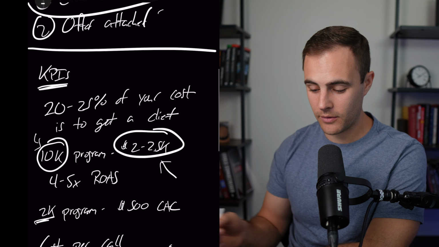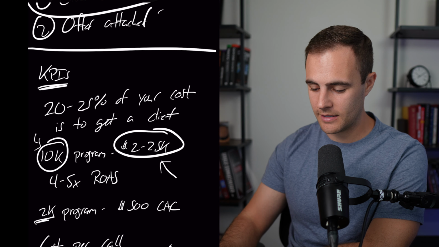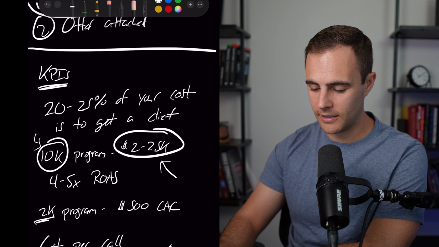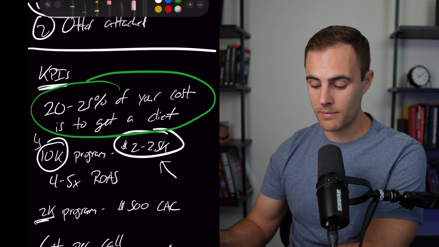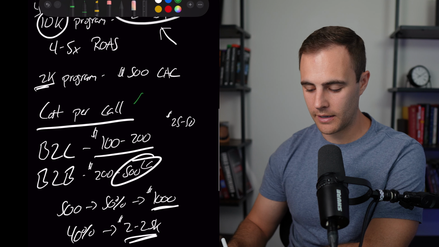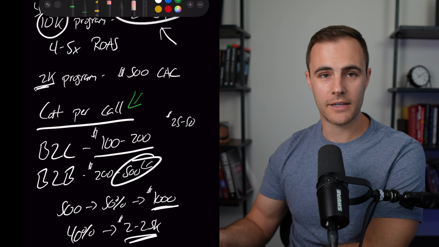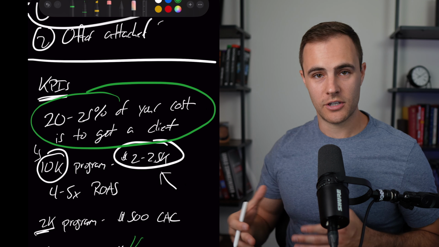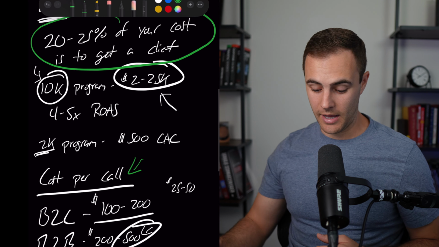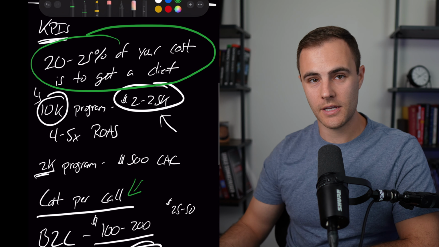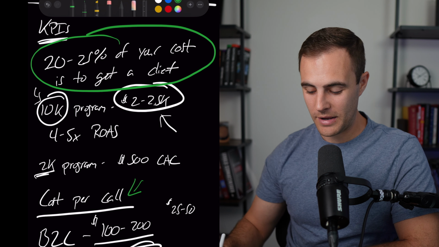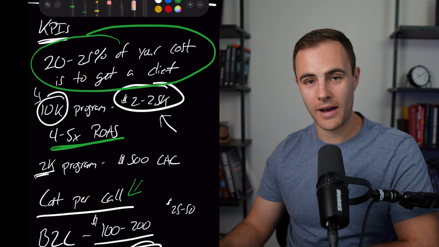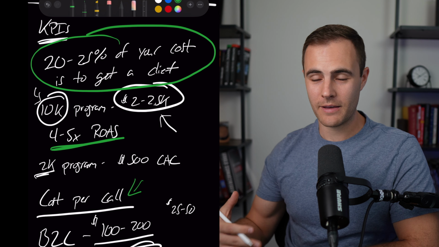The biggest thing to know out of all of this is this number above. I'm going to circle it because it's so important. This 20 to 25% of your program cost, that number matters more than your cost per call. Cost per call is kind of an early indicator of what your cost per acquisition will be. You could have a heavy cost per call, but if you close all those deals consistently, that's okay. But this has to be here. We need a 4 to 5 times ROAS on a call funnel to be profitable.